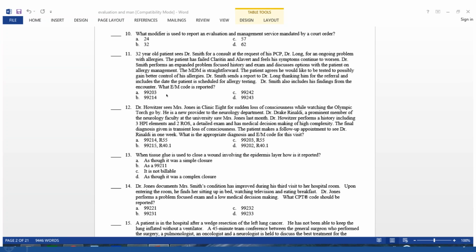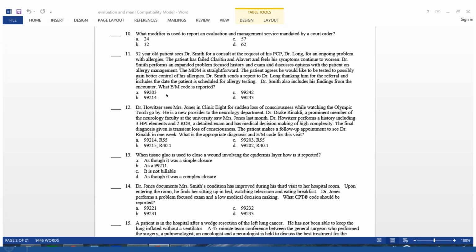So remember the 3 key components of what? The history, the exam, and the medical decision making. Right now, the only 2 selections I have for number 11 for my answer are going to be 99243 and 99342. Right? So now that I know what my first 4 numbers are, I need to know what that level is. Okay, so let's look at it.